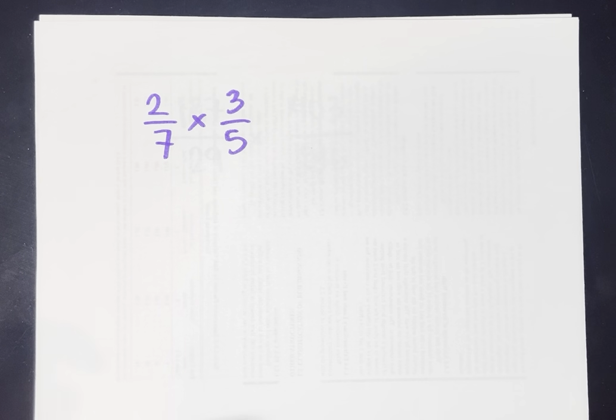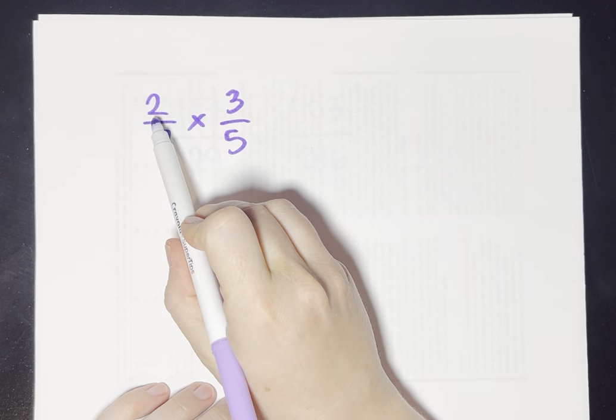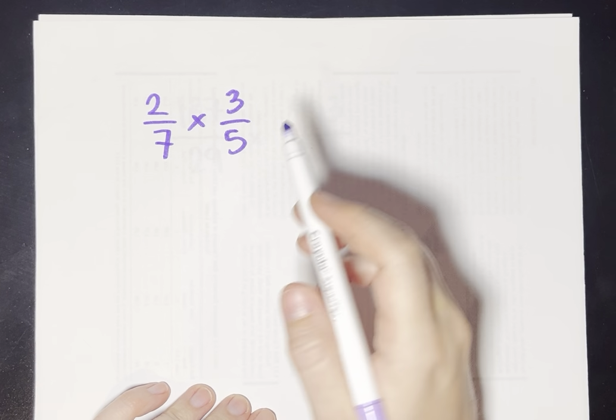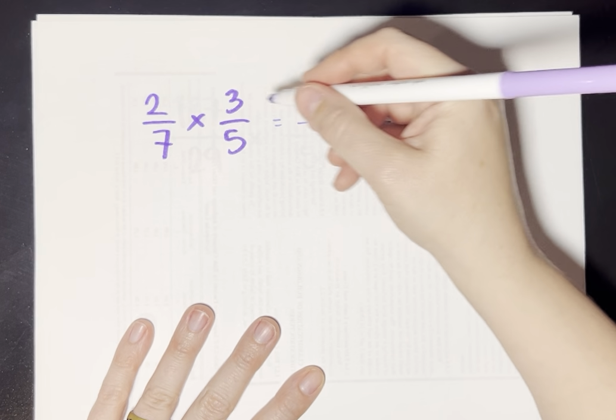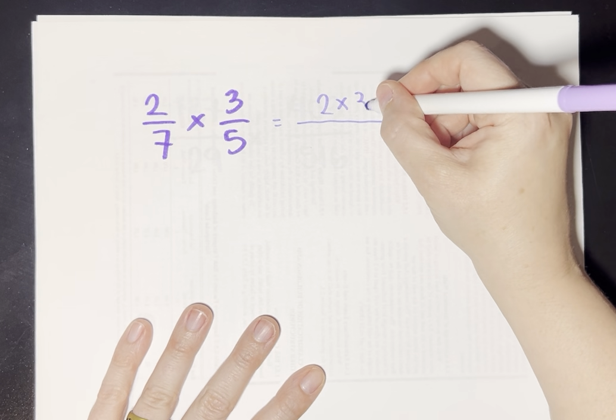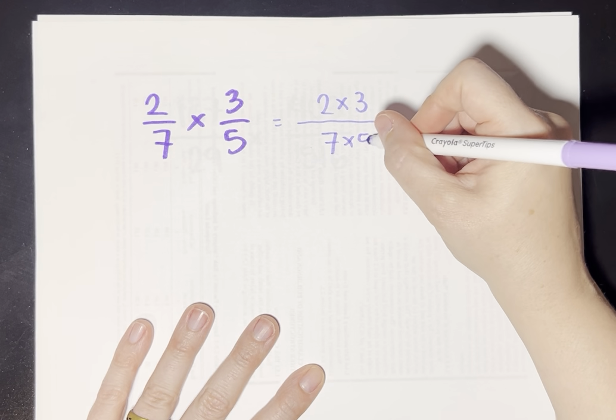This video is going to be a quick reminder about how we multiply two fractions together, just in case you've forgotten. So when we multiply two fractions together, the rule is that I multiply the numerators and I multiply the denominators. So in order to multiply these two fractions, I need to multiply the numerators, 2 times 3, and I need to multiply the denominators, 7 times 5.